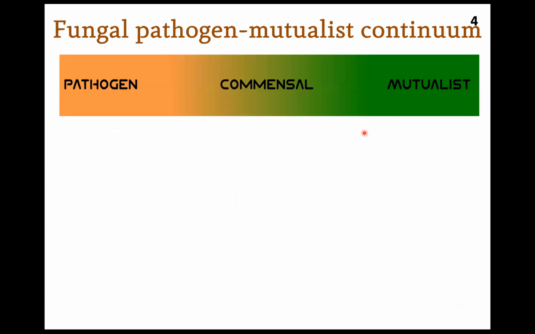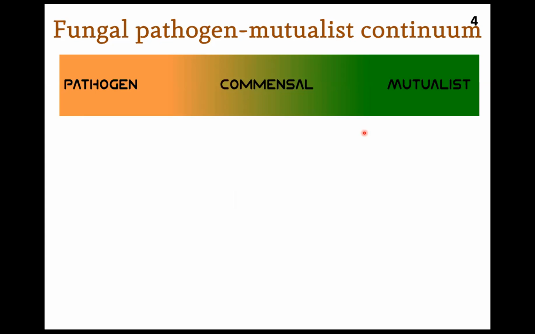So here I want to introduce the idea that we can think about fungal pathogens and fungal mutualists, rather than being a separate state, instead as being parts of a continuum. On one side of the continuum, we have things that are very pathogenic. On the other side, you have things that are very mutualistic. And right exactly in the middle, you have things that are commensal. These are organisms where the partner neither benefits nor is disadvantaged by the other symbiotic partner.